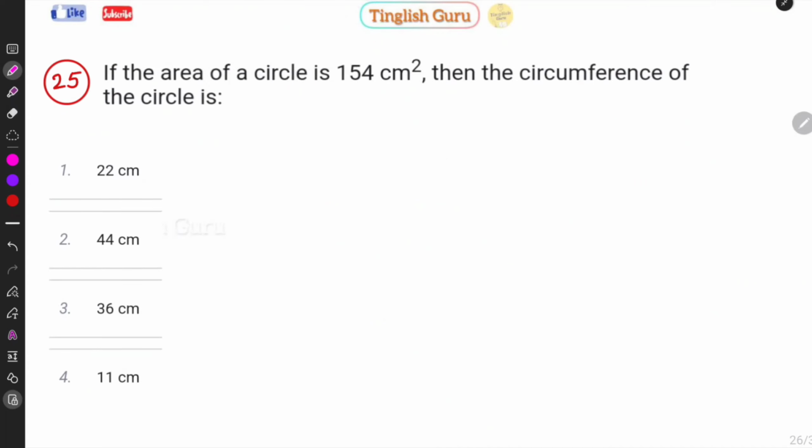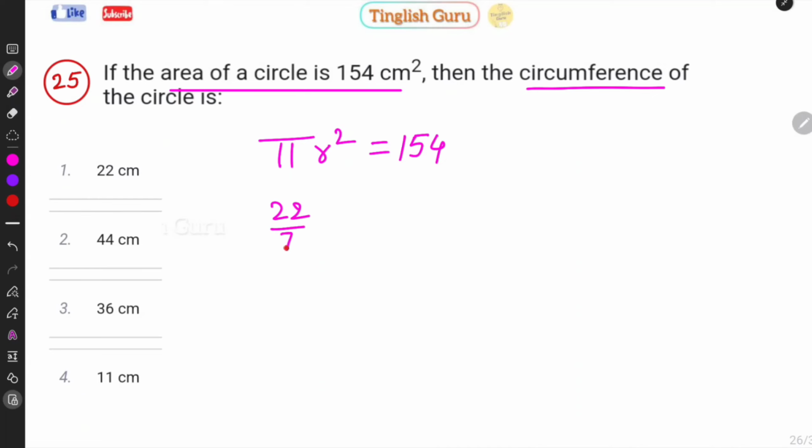Next bit. In this bit, the area of the circle is given and we have to find the circumference. This is the straightforward bit, right? That is area pi r square is equal to 154. That is 22 divided by 7 into r square is equal to 154. 11 2s, 11 1s and 11 4s. Again 2 7s. So r square is equal to 7 into 7. Therefore r is equal to 7.